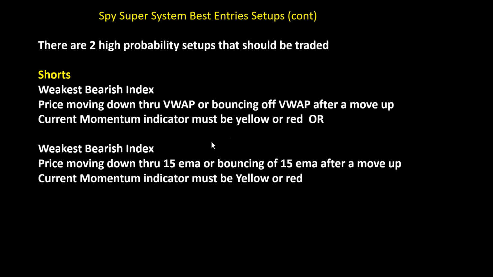You'll see some examples of it here in just a minute. For the weakest bearish index, we also use the 15 EMA instead of the VWAP. If it's away from the VWAP but close to the 15 EMA, that can become your support or resistance level. You want the price moving down through the 15 EMA, or bouncing off the 15 EMA after a move up to it and then heading back down again. And the current momentum indicator must be yellow or red. So these are the bearish setups right here.